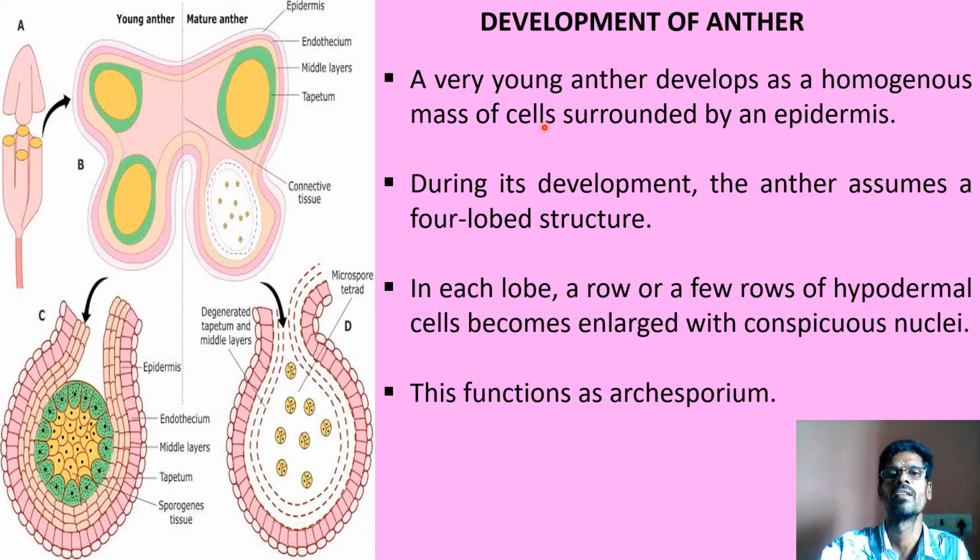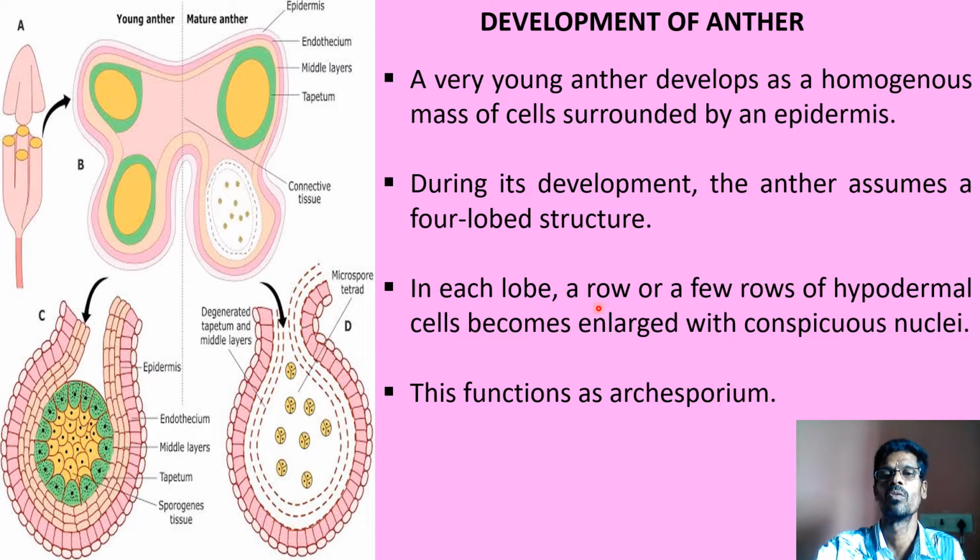Development of anther. A very young anther develops as a homogeneous mass of cells surrounded by the epidermis. Now here the epidermis is shown. So from the epidermis, the mass of homogeneous cells assembles to form the anther structure. During its development, the anther assumes a 4-lobed structure. So here you could see after the development, it leads to form a 4-lobed structure.